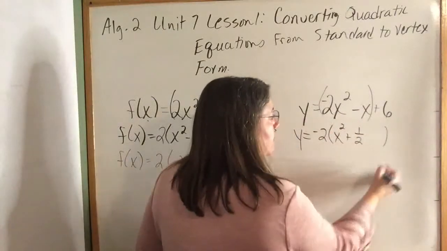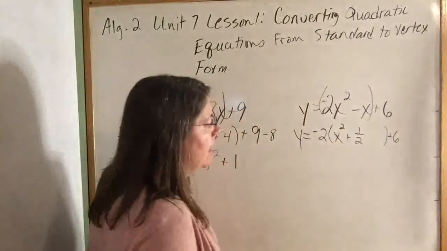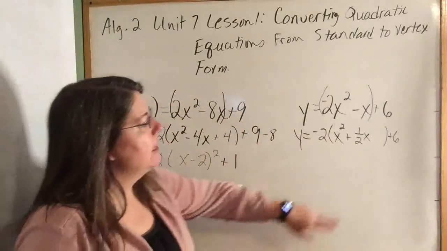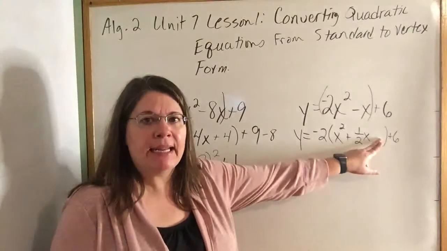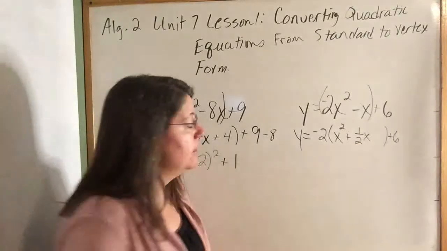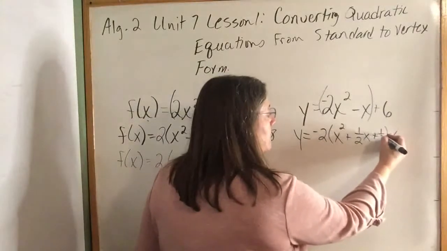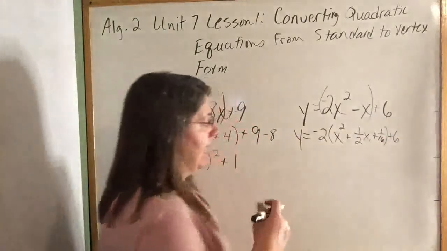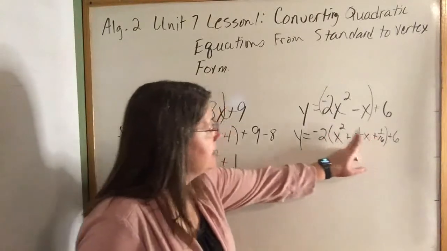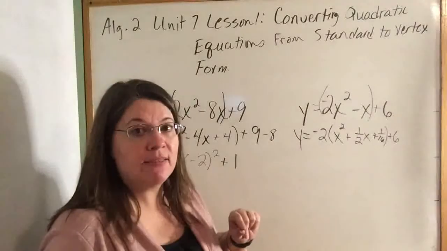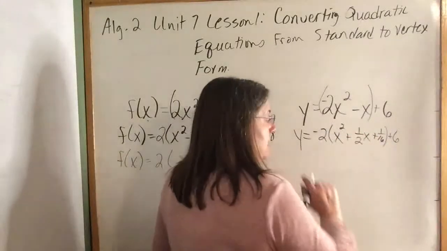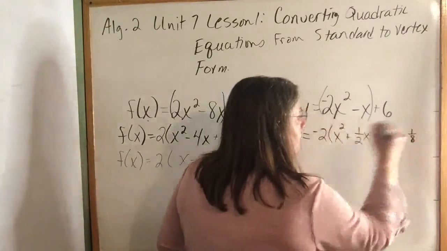I'm going to leave some space, keep that plus 6, and that'll be a plus 1/2 x. And then I need to figure out what I'm going to add here. Well, half of 1/2 is 1/4, and 1/4 squared is 1/16. So I'm adding a 1/16 right there. I can't forget then, what have I really added? Well, I've really subtracted a 1/8. Negative 2 times 1/16 is a negative 1/8. If I've subtracted a 1/8 on the inside, I need to add a 1/8 on the outside.